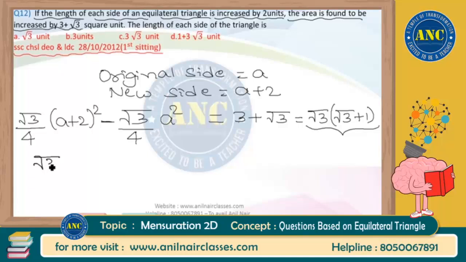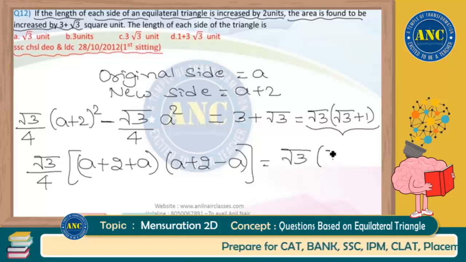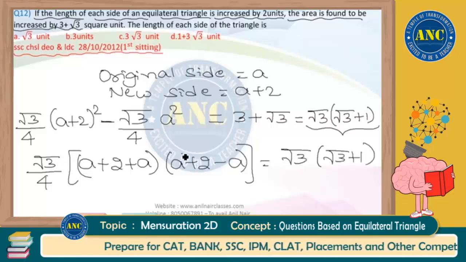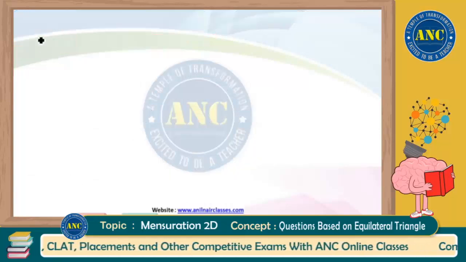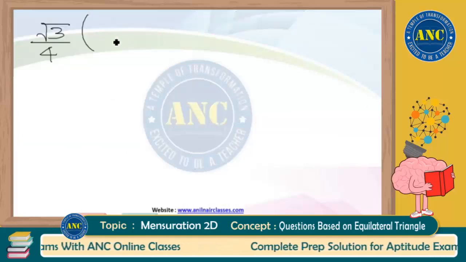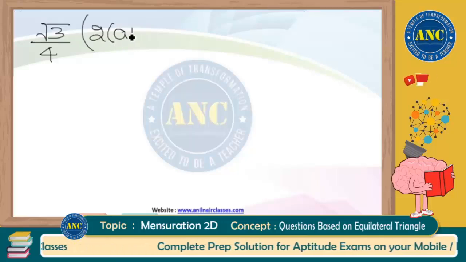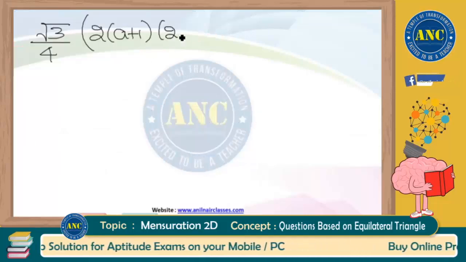Now, if I take root 3 by 4 common factor, (a plus 2) whole square minus a square, x square minus y square, is x plus y into x minus y. Right hand side is root 3 into (root 3 plus 1). If I simplify, a minus a cancels and a plus a becomes 2a. Let me write it in the next screen. So this is root 3 by 4 into a plus a is 2a, 2a plus 2 is 2 into (a plus 1), and another thing which is left here, it is again multiplied with 2.